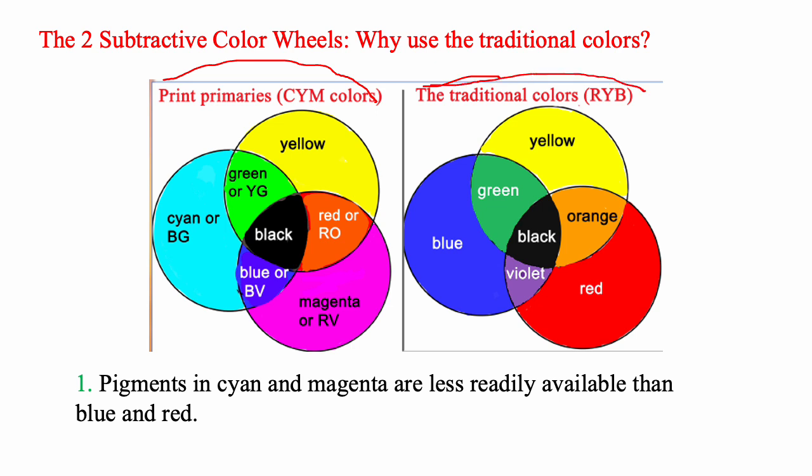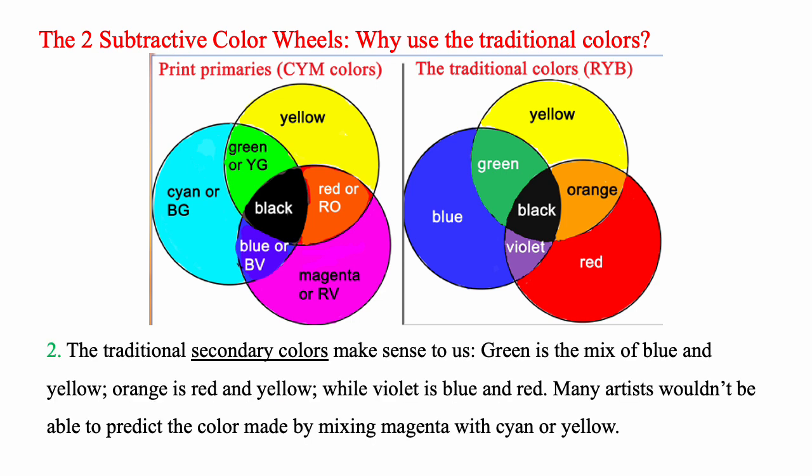for 4 reasons. And the first one is that pigments in cyan and magenta are less readily available than blue and red. The second reason why I'm using the traditional colors rather than the print primaries is that the secondary traditional colors make sense to us. In other words, blue and yellow make green, yellow and red make orange, and red and blue make violet. But most people wouldn't know what cyan mixed with magenta would make.